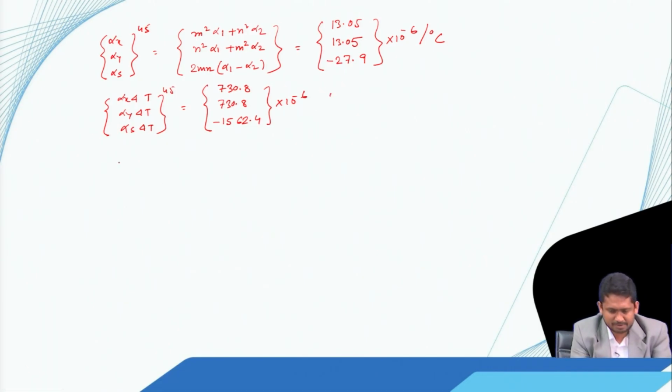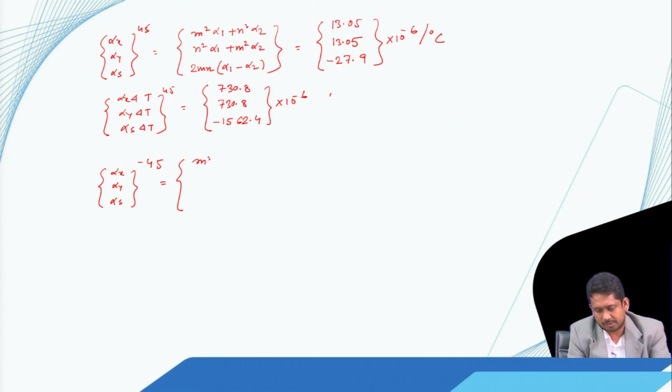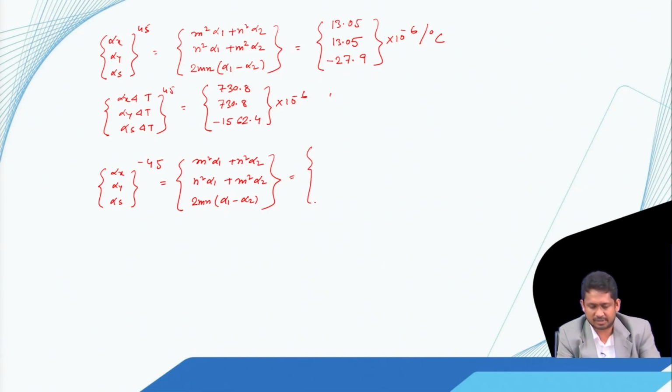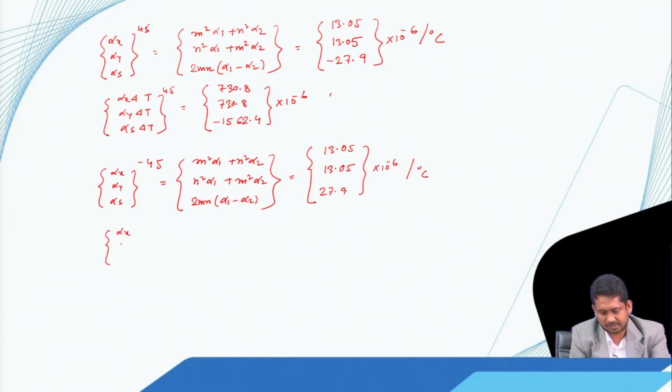Now, for the minus 45 degree ply, we have alpha x, alpha y, alpha s for the minus 45 degree ply, m square alpha 1 plus n square alpha 2, n square alpha 1 plus m square alpha 2, here we have 2mn alpha 1 minus alpha 2, and then what we get here is 13.05, again 13.05 and 27.9 into 10 to the power minus 6 per degree centigrade.